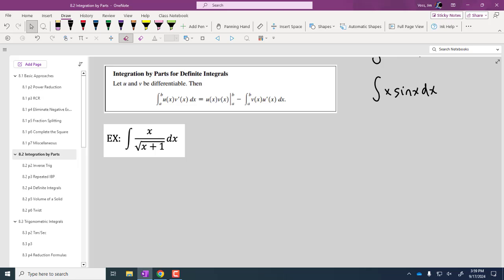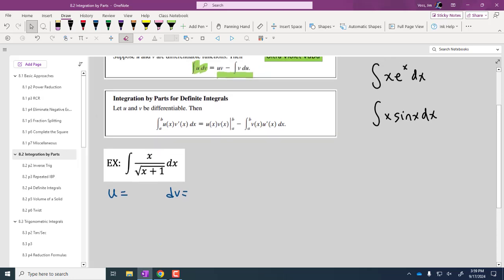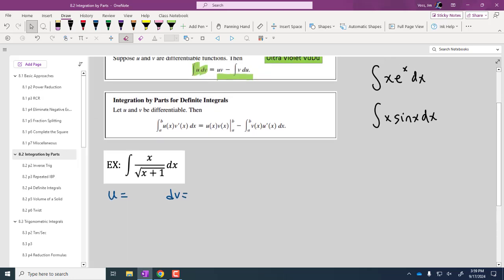Okay, so here's what we're going to do. We're going to set up a little table. And what we have to do with ultraviolet voodoo is figure out what we are going to let u be and what we are going to let dv be. So we look at this whole integrand, including the dx, and we need to break it apart into two pieces. That's what the u and the dv are. So the integral of u dv, we're going to turn this into a u and a dv.